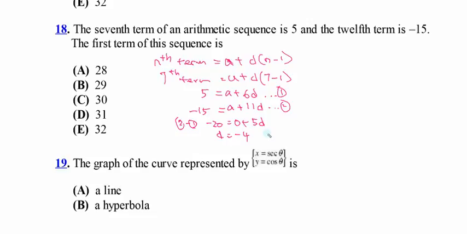Once you get D, you substitute into either equation 1 or 2. Let's take equation 1: 5 equals A plus 6D, where D is minus 4. So 5 plus 24 equals A. So 29 equals A.